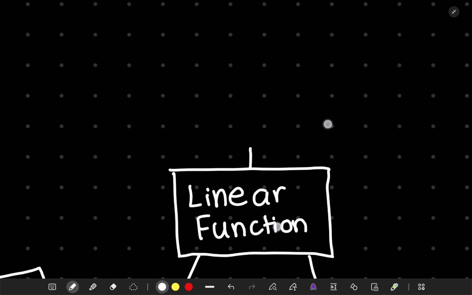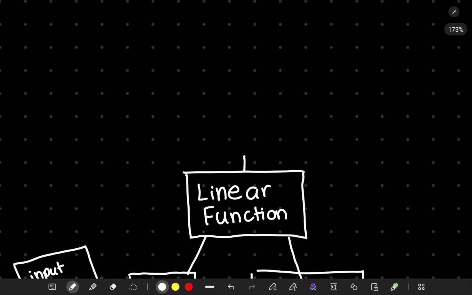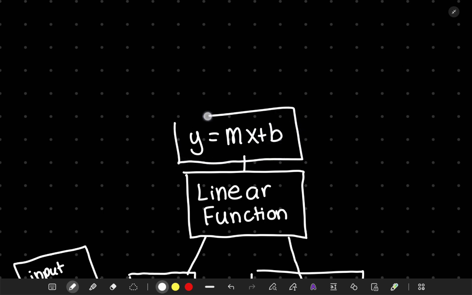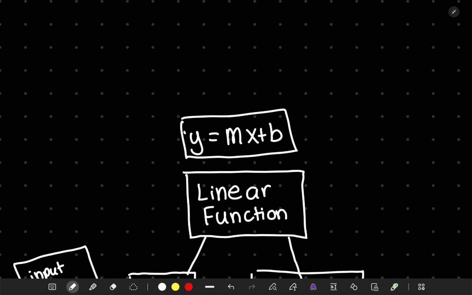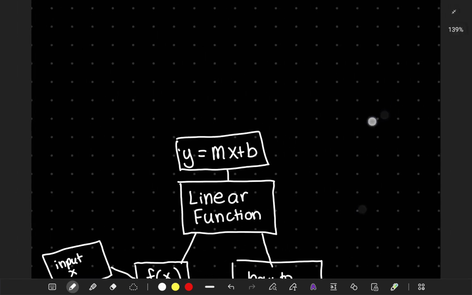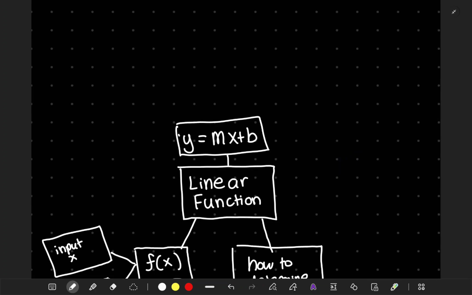What does it mean for it to be linear? At the heart of linear comes this: y equals mx plus b. If you had to remember anything at all about linear, it is this statement: y equals mx plus b. And so I'm going to box that, as you can tell, and then connect the lines. We need to figure out the different parts of this, like what is m or what is b.